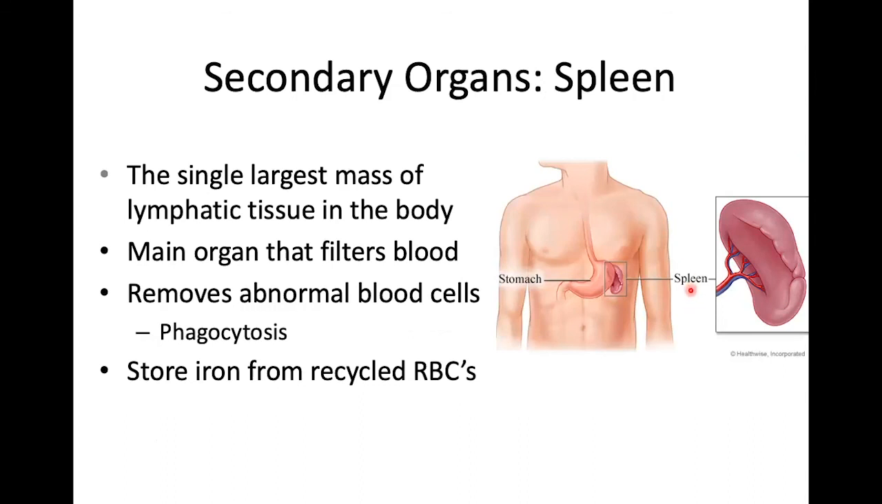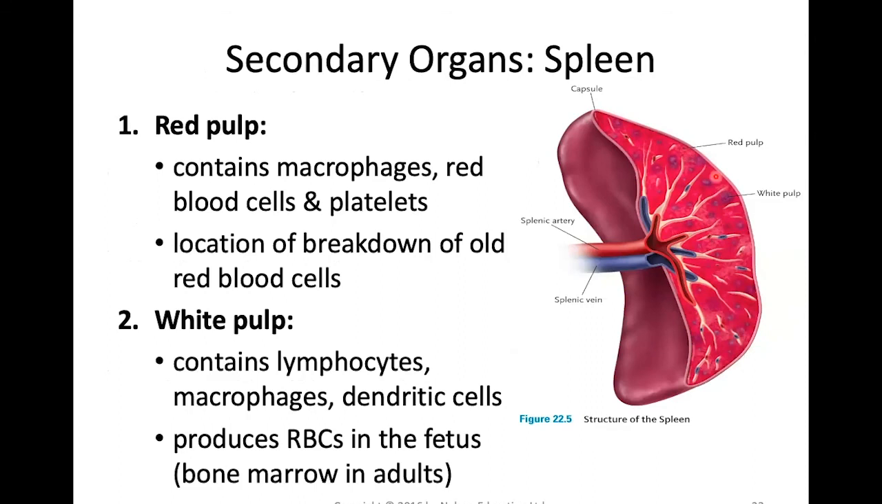The spleen is the single largest mass of lymphatic tissue that exists within our body. The spleen is responsible for not only recycling our old red blood cells, but there is also a high abundance of B and T lymphocytes within the spleen to act as the main filter of our blood. If we were to take a frontal section of the spleen and look inside, you would see that there is red pulp and then white pulp, which actually looks more purple in this image here.